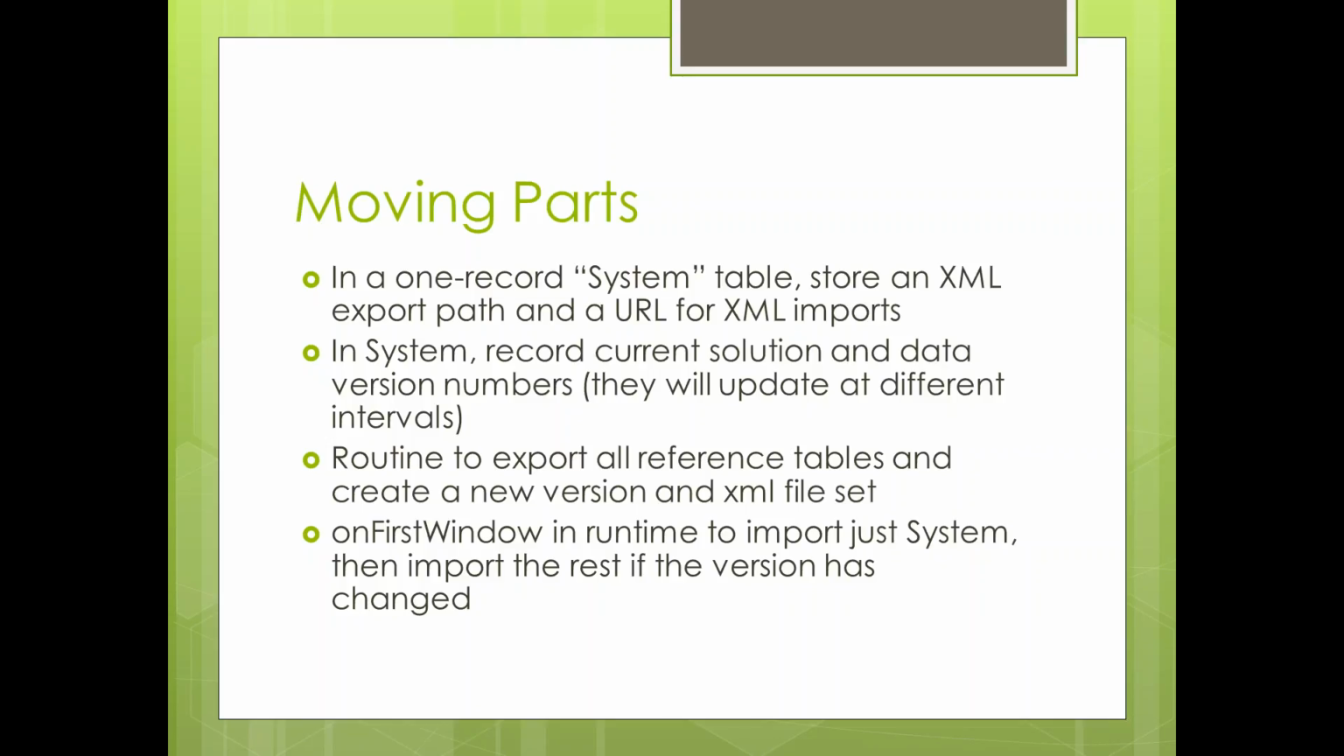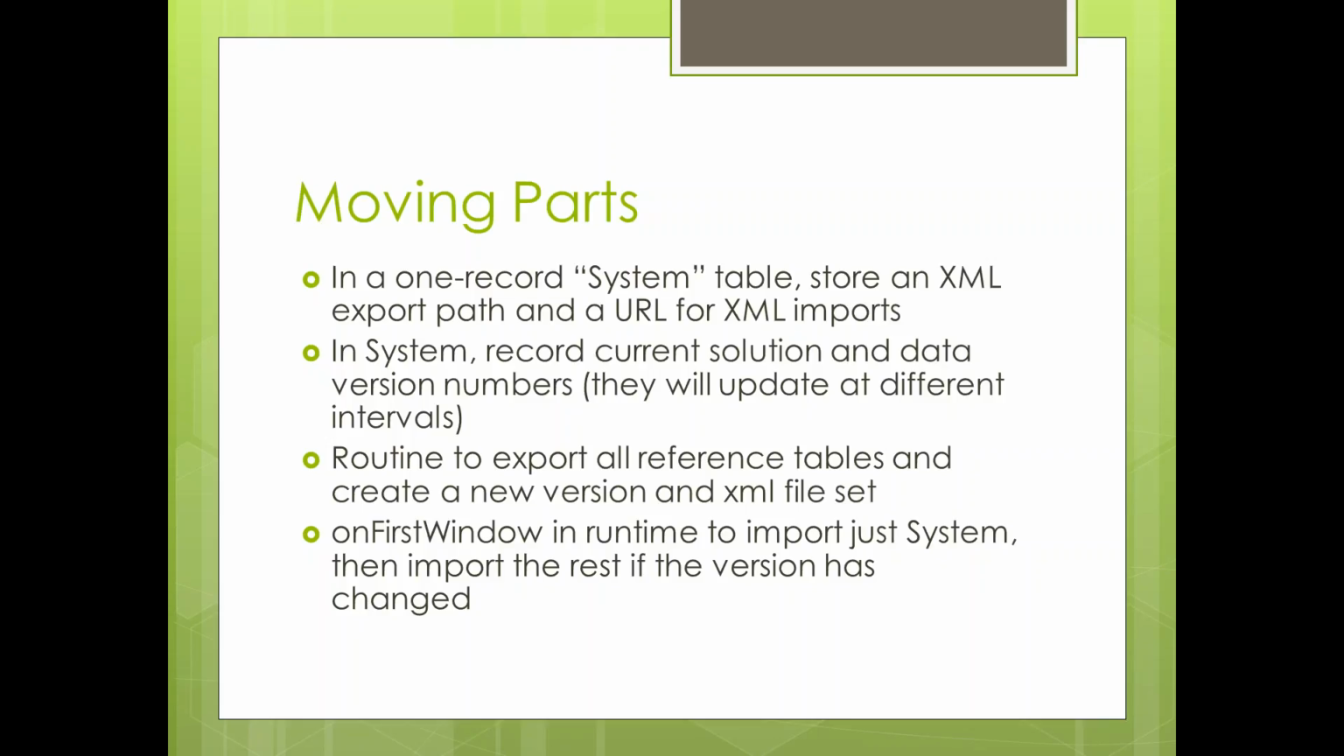In that same system record, that one record table, we record the current solution and data version numbers. It's important to note those are two different version numbers because the solution will probably not have as many versions as the data does. And in order to make sure that we're using the right version of the solution and downloading the right version of the data, we need those two numbers. We need a routine to export all the reference tables, anything that needs to be pushed out as an update.